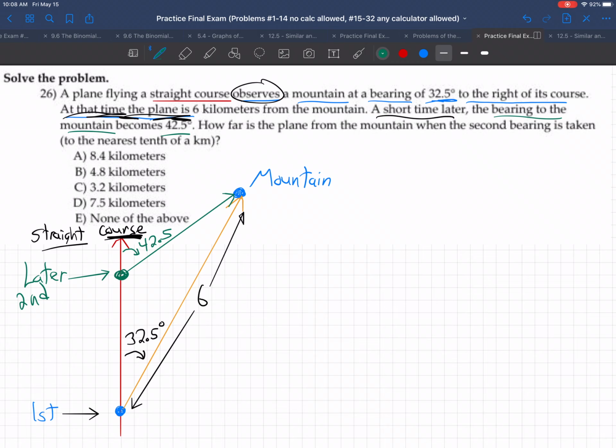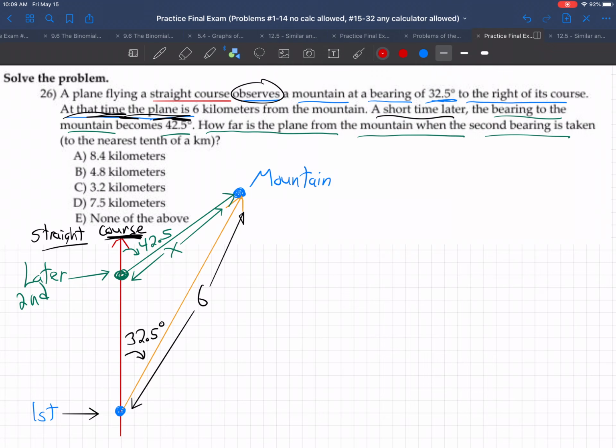Now, the question after all this is, how far is the plane from the mountain when the second bearing is taken? So in other words, they want to know this right here. They want to know the x. That's what they're asking for, how far the plane is from the mountain at the second bearing point. So what's that x? Okay, so how are we going to figure this out? What are we going to do?